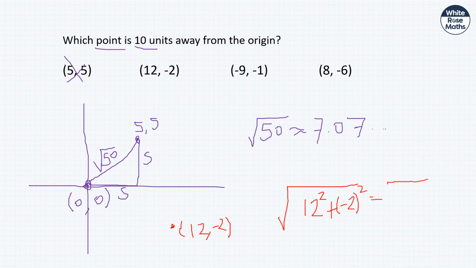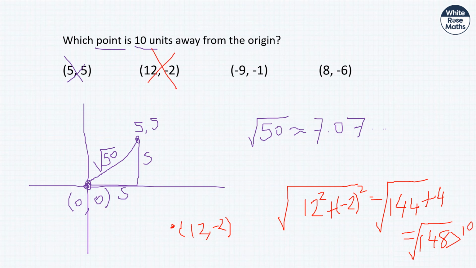So that'll be the square root of 144 plus 4. That's definitely bigger than 10, because the square root of 100 is 10. So that's way bigger than 10. Okay, so therefore it's not that one either.